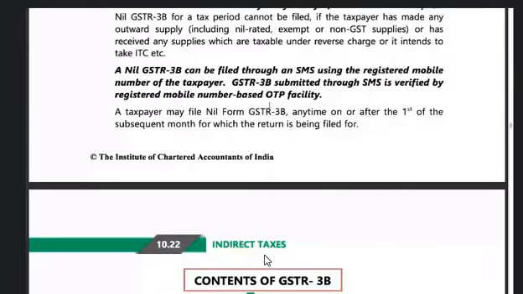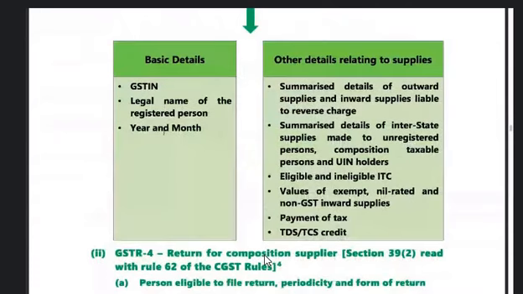So what are the contents? One is the basic detail, legal name, GST number, and which month you are filing. Apart from that, you will provide only the summarized details of outward supplies and inward supplies liable to charge. That is, for the month, what is your total outward supply? For that outward supply, what is your total IGST payable, CGST payable, SGST payable?